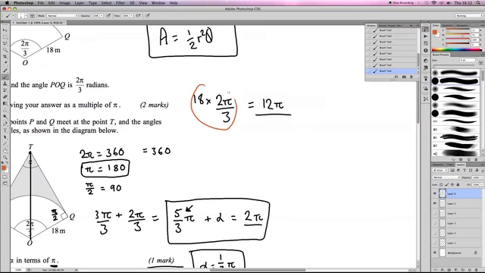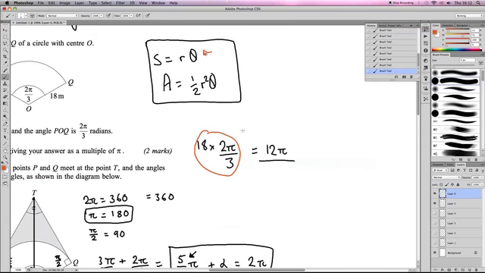There we are. So there's my substitution of that equation here. So 1 method mark there. And the answer, 12 pi. There we are. Move on to the next one.